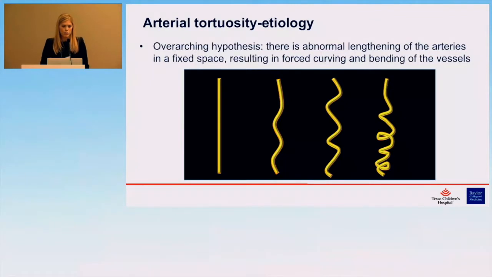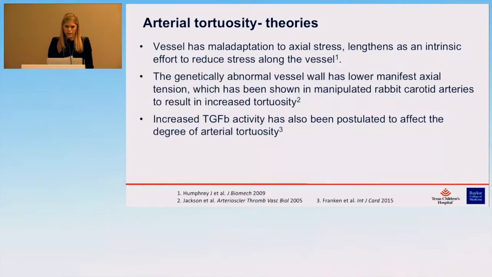So why do we think kids have tortuosity, or adults have tortuosity? Well, the overarching hypothesis is that there's abnormal lengthening in a fixed space, and this lengthening and lengthening and lengthening gets there, and the vessels can't go anywhere, so it's compressed and has tortuosity. And why does this happen? Well, we think maybe it's a maladaptation to stress. Maybe the vessel doesn't know how to respond and lengthens to try to reduce stress. It might be that the wall has a lower manifest tension, and so then it sort of relaxes. There has been some hypothesis that this is due to increased TGF-beta activity, but I think recent literature suggests that's probably not true.